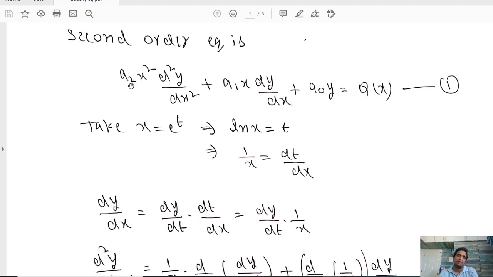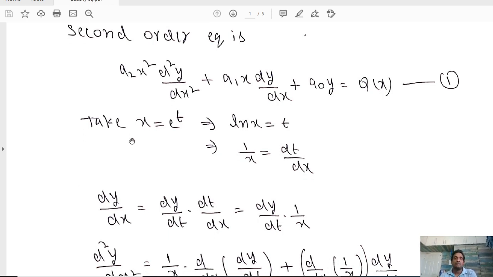So the second order equation will be a2 x square d square y by dx square plus a1 x dy by dx plus a naught y is equal to q of x. Here the approach is that we have to change the independent variable x into t. Now we are changing the independent variable x into t.